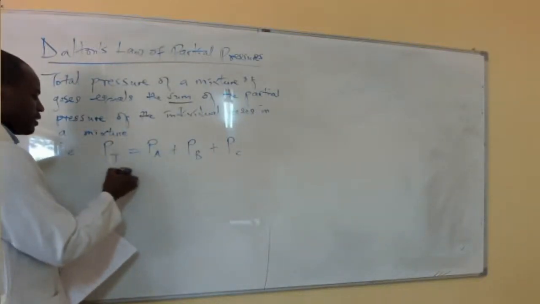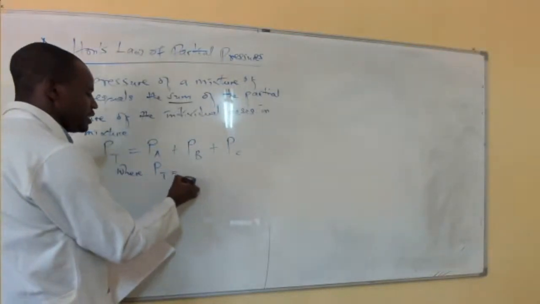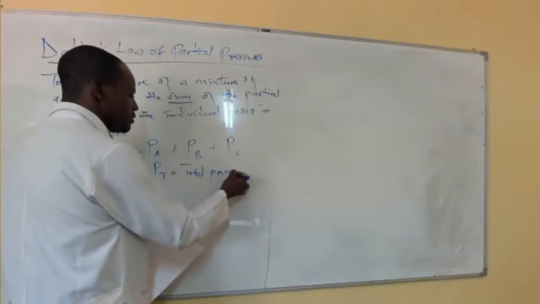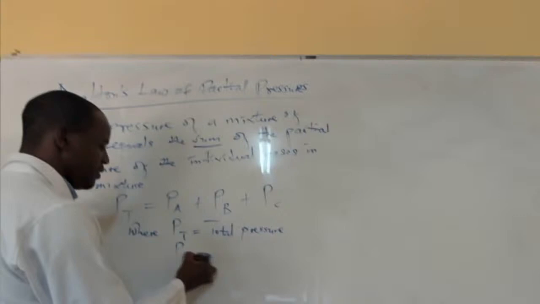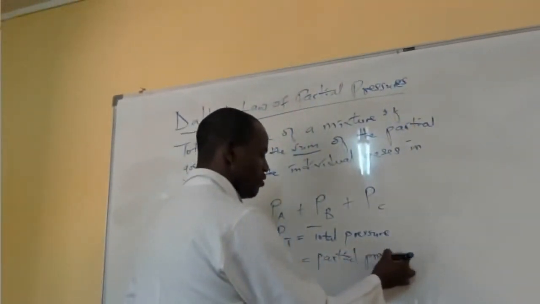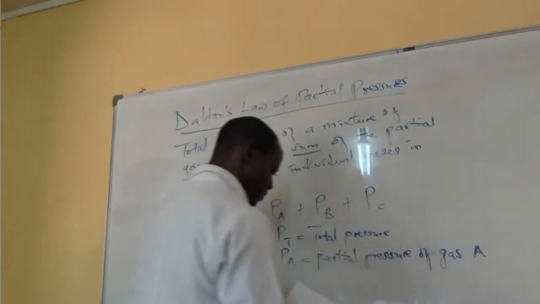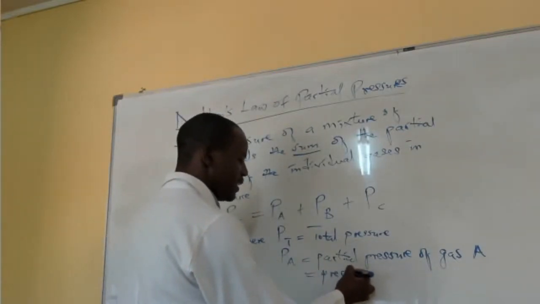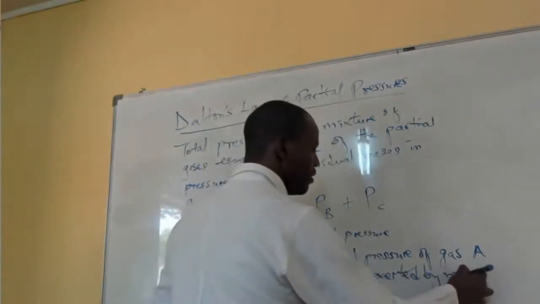Now, this means that the PT here will represent the total pressure, the sum of the partial pressure of gas A, gas B, and gas C. This is assuming that we have three gases.